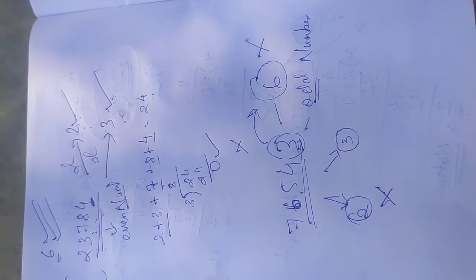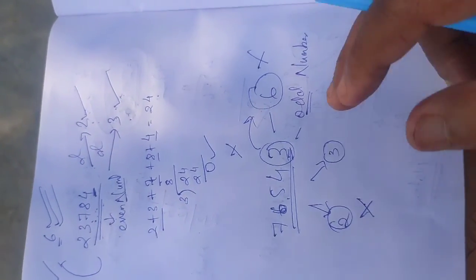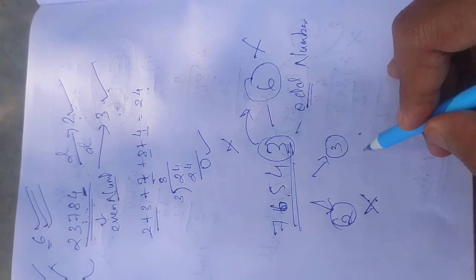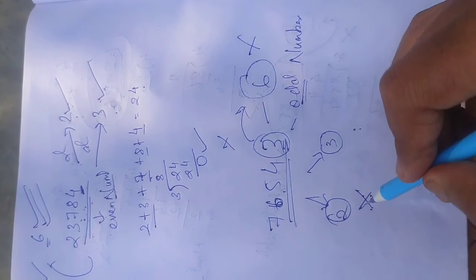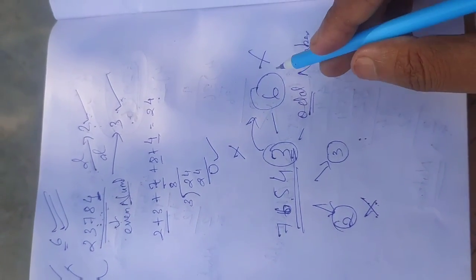I hope you all understood. And it has to satisfy both 2 and 3. If it doesn't satisfy any one, then it is not divisible.